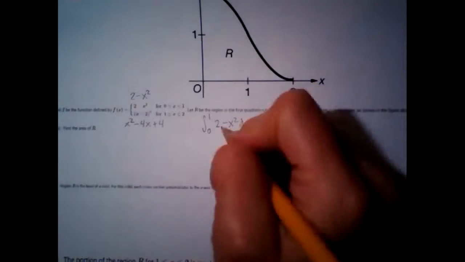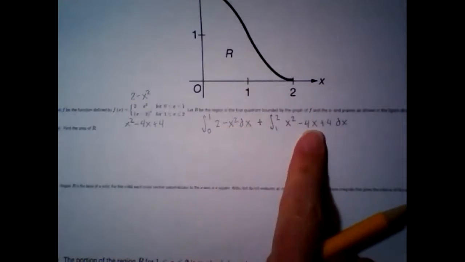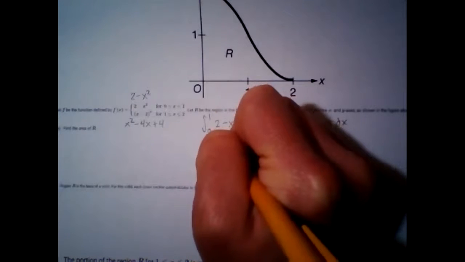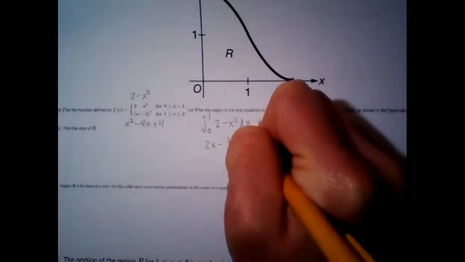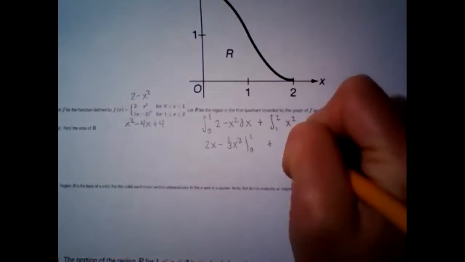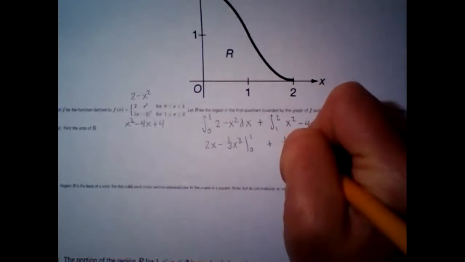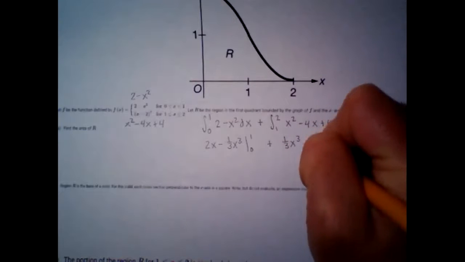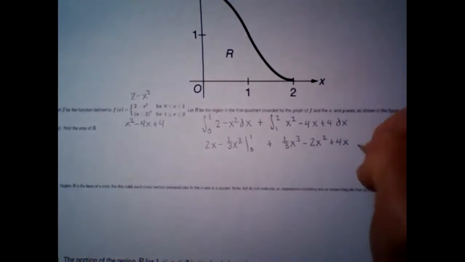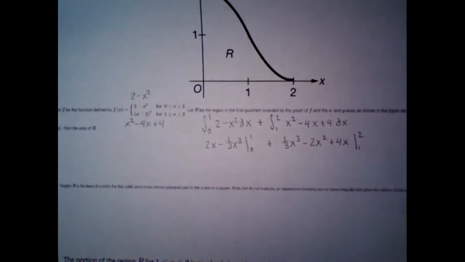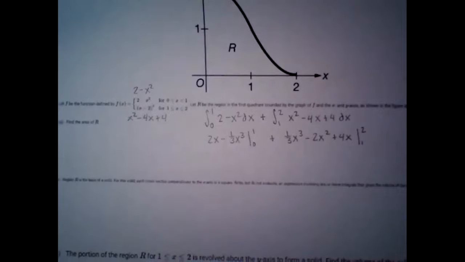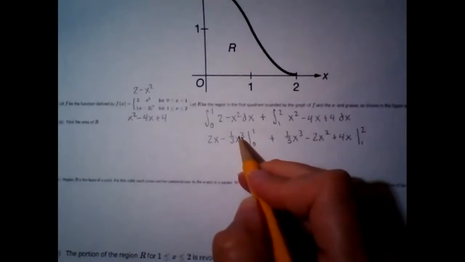All right, so antiderivative. We're going to do this as like a part A and a part B. Antiderivative here would be 2x minus 1/3 x cubed from 0 to 1. And then the second one, this antiderivative, 1/3 x cubed minus 2x squared plus 4x, and then from 1 to 2. Now it's free response, so we're not going to have to actually evaluate any of this. We just have to do upper boundary minus lower boundary.